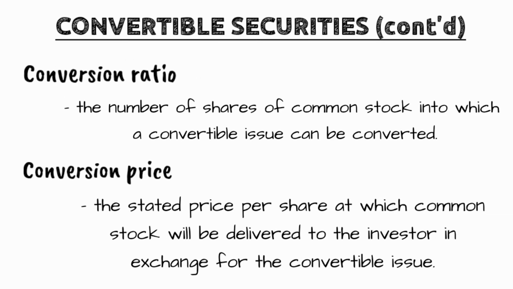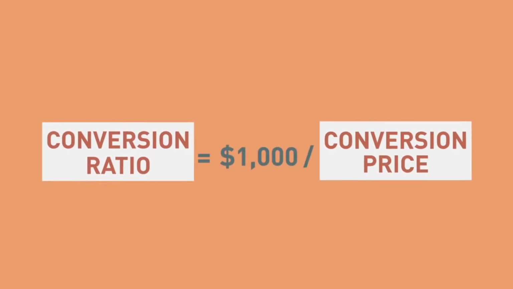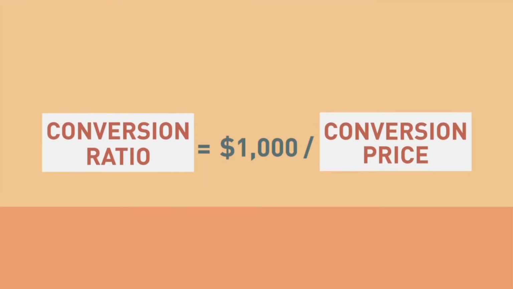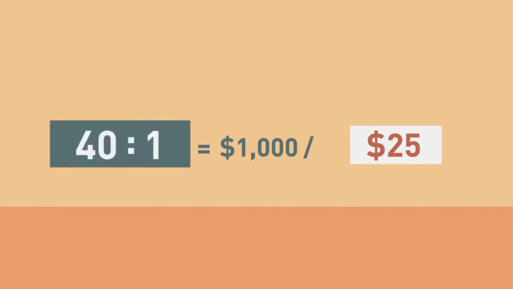We have a conversion ratio that tells the number of shares of common stock into which a convertible issue can be converted. And we have the conversion price, the stated price per share at which common stock will be delivered to the investor in exchange for a convertible issue. This conversion ratio can be found by dividing the par value of the bond, typically $1,000, by the conversion price. For example, if the convertible bond has a conversion price of $25, the conversion ratio is 40:1.